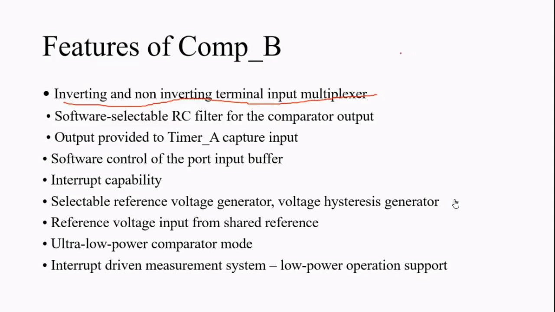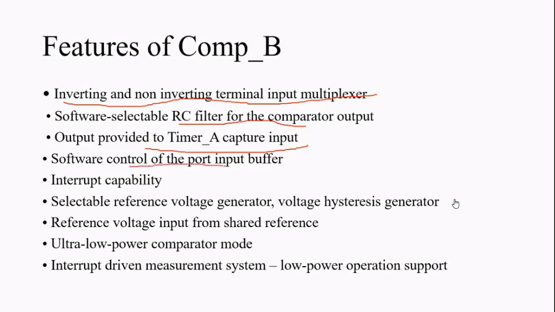Second is the software selectable RC filter for the comparator output. In this comparator you have options: either you can filter the output, or you can use it without filtering at the output terminals. The third one is that you can directly provide the comparator output to Timer A, that is, the Timer A capture input.